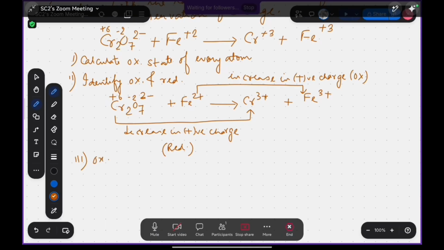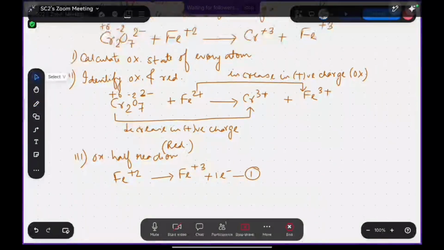Let us write the oxidation half reaction first. In the oxidation half reaction, what can we see? Ferrous ion Fe2+ is changing to Fe3+. There is an increase in positive charge. And how much is it increasing? Only by 1 unit. Plus 2 is changing to plus 3, so there is only a 1 unit change. So Fe2+ gives Fe3+ plus 1 electron. This is the oxidation reaction. Let me mark it as equation 1.